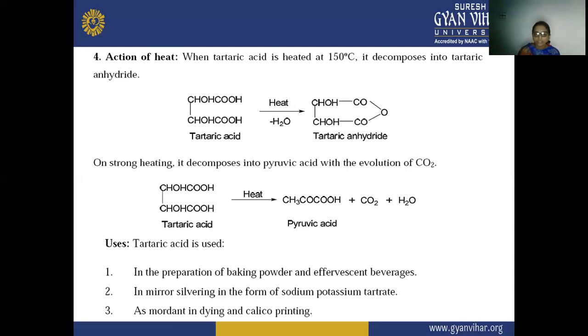Next are the uses of tartaric acid. Tartaric acid is used in the preparation of baking powder and effervescent beverages, and in mirror silvering in the form of sodium potassium tartrate, and as a mordant in dyeing and calico printing. So these are the uses of tartaric acid.